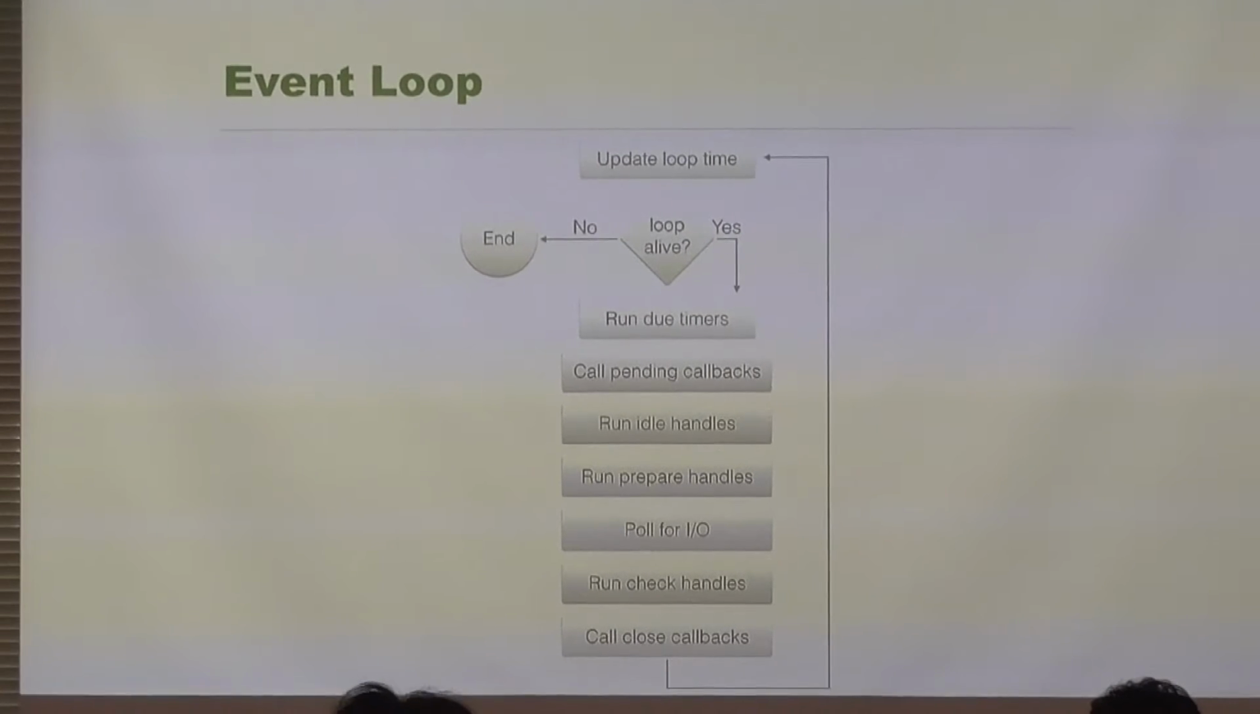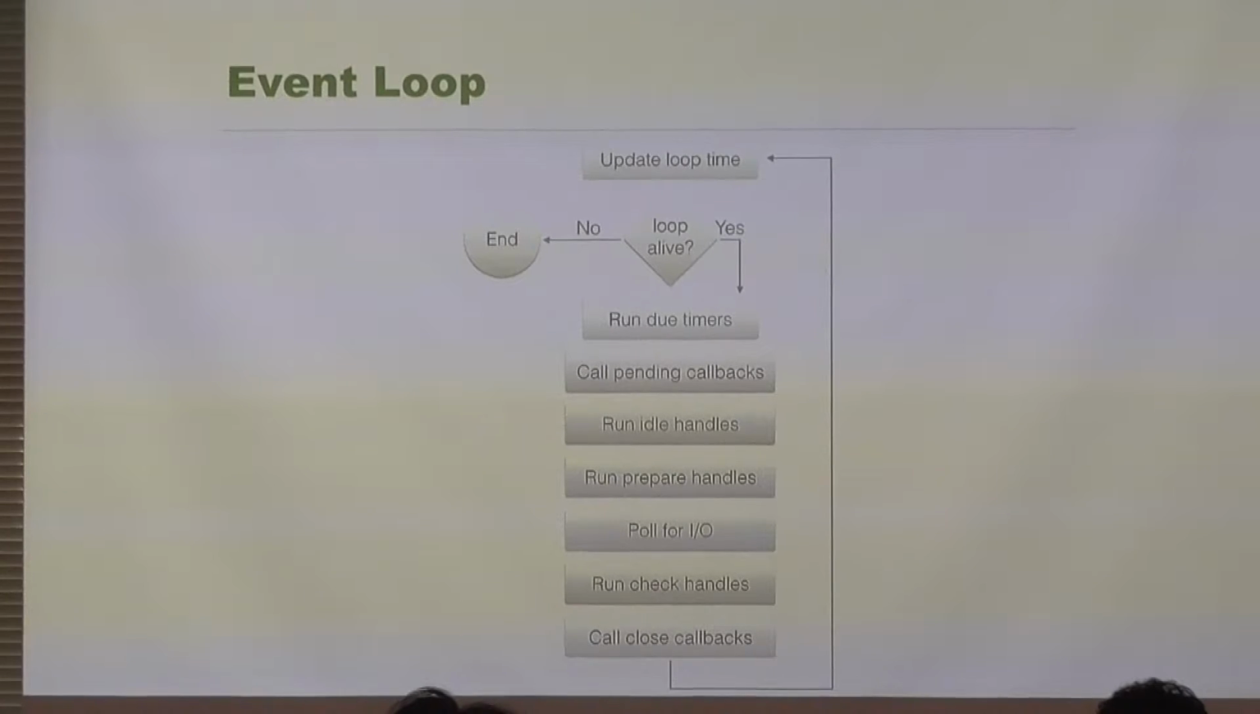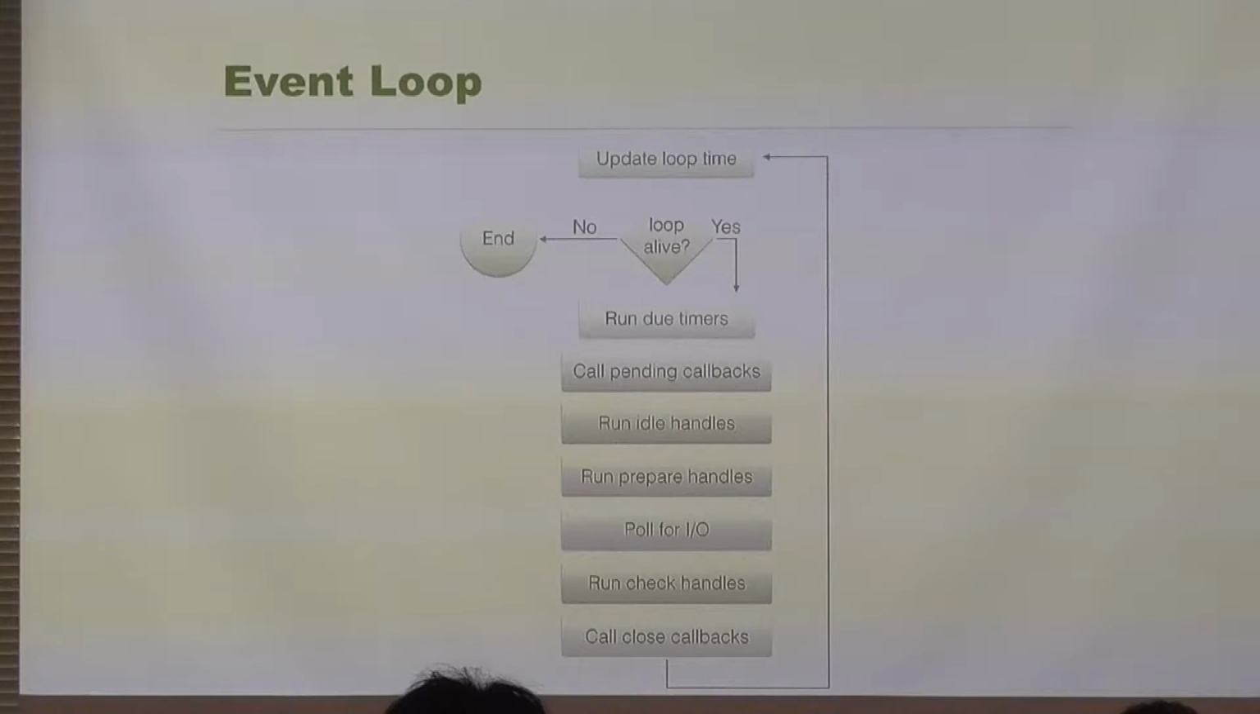Then we'll call any pending callbacks. So if you've submitted operations to the thread pool or anything like that, and they've completed, you have a pending callback that needs to execute, we'll execute at that point. Then we run idle handles. The name for idle handles is not very good. They run on every iteration of the event loop. It has nothing to do with whether or not things are idle. But this is a chance, if you wanted to attach an idle handle to the event loop, you can inspect the state of things here.